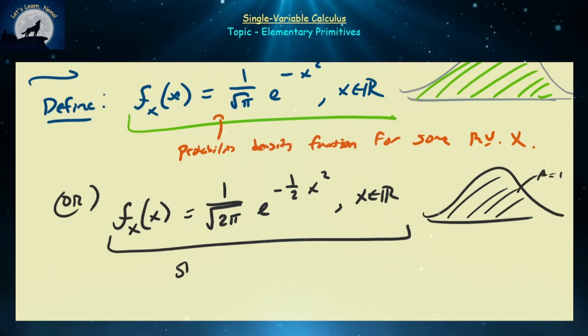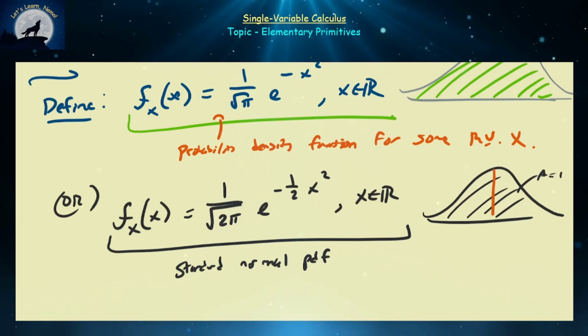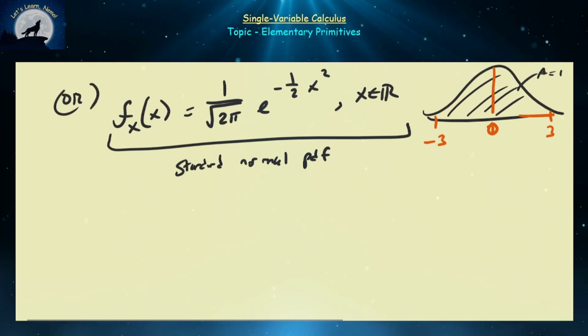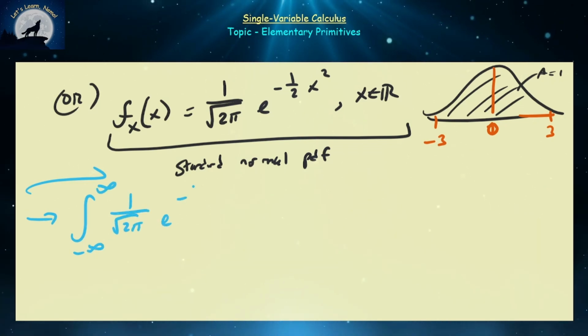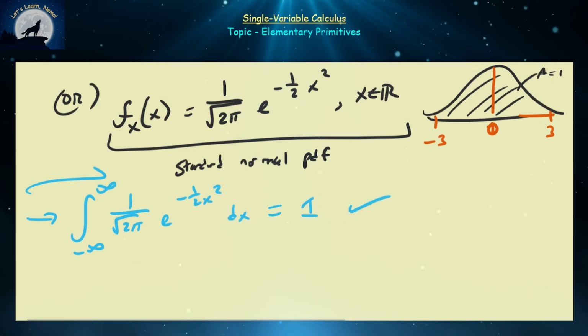This is called the standard normal probability density function. It is defined to be centered around 0, and pretty much all of the data underneath this curve, about 99.7%, is in between -3 and 3. So if this is truly a standard normal PDF, I suggest you justify to yourself, at least mathematically, that the integral from minus infinity to infinity of 1 over the square root of 2 pi e to the minus 1/2 x squared dx is truly equal to 1.